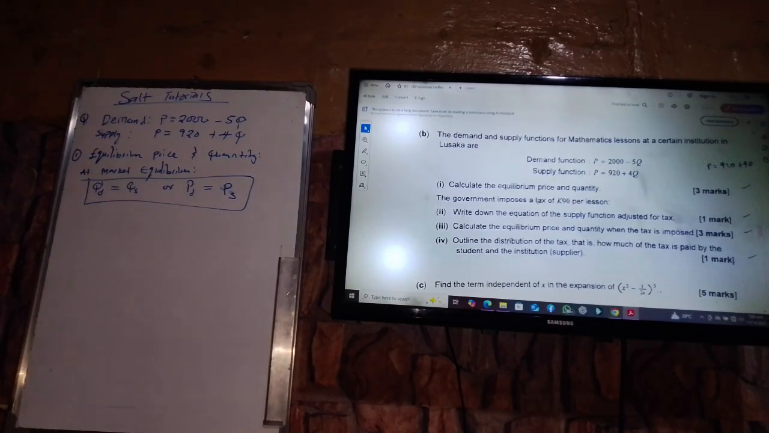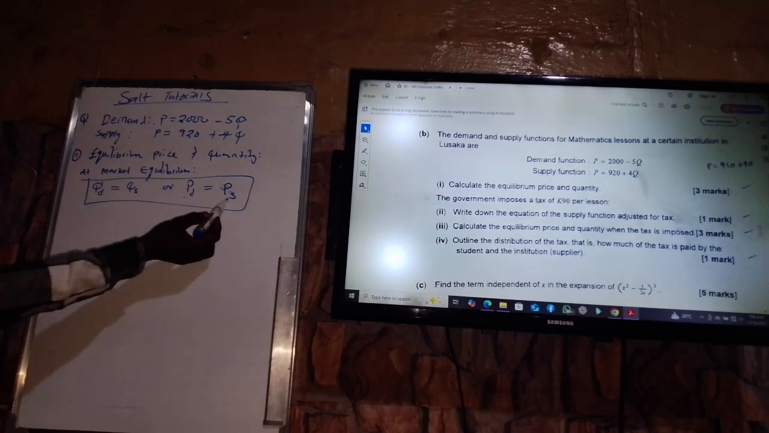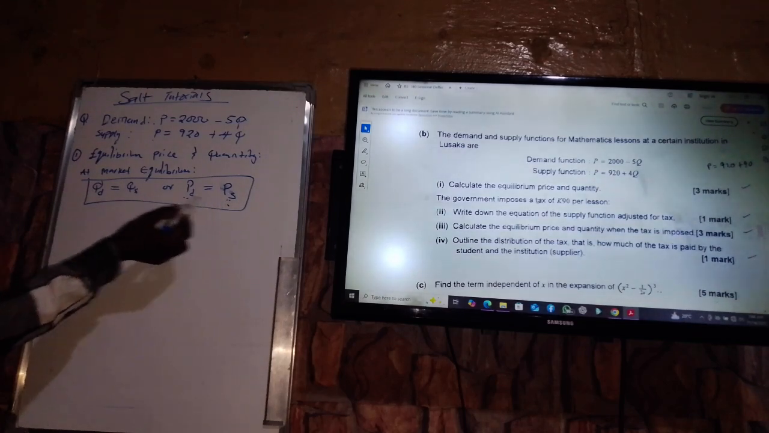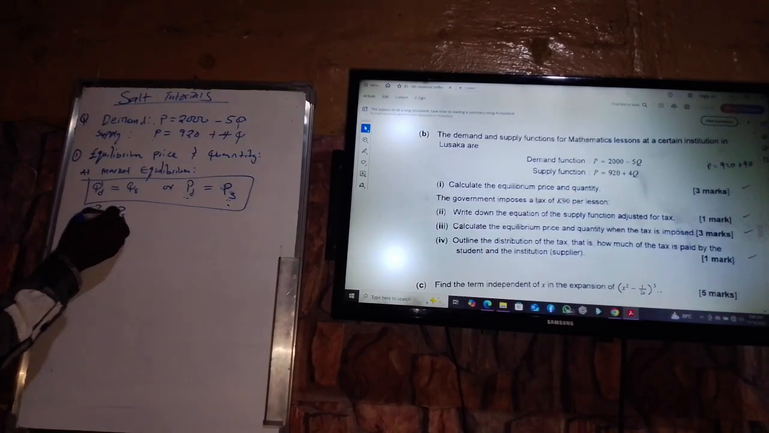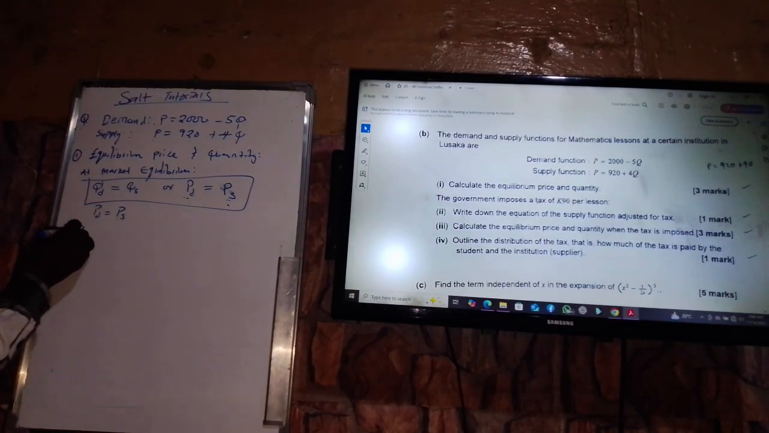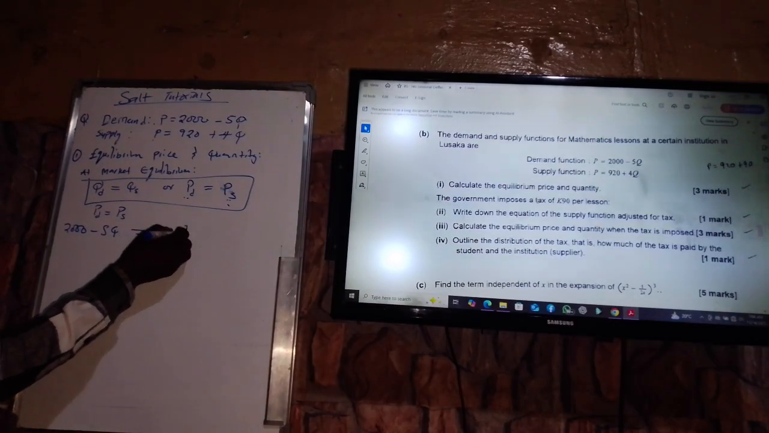That is our equilibrium condition which we are going to be using every time when we are at the market equilibrium. So in this case, what do I have? My functions are in terms of P, so I'm going to use this condition. PD should be equal to PS, implying that 2000 minus 5Q should be equal to 920 plus 4Q.